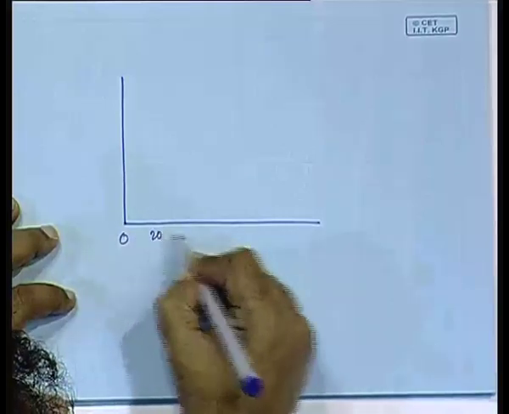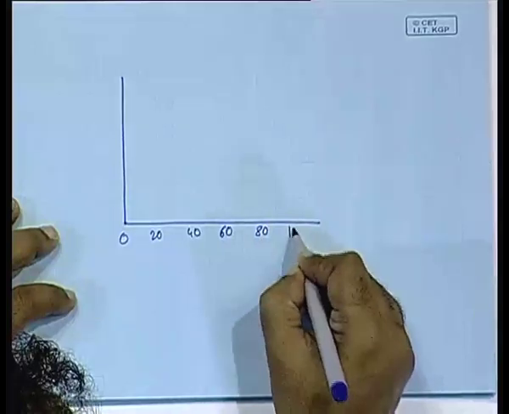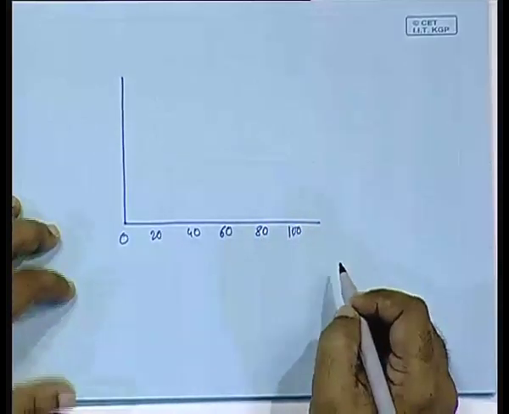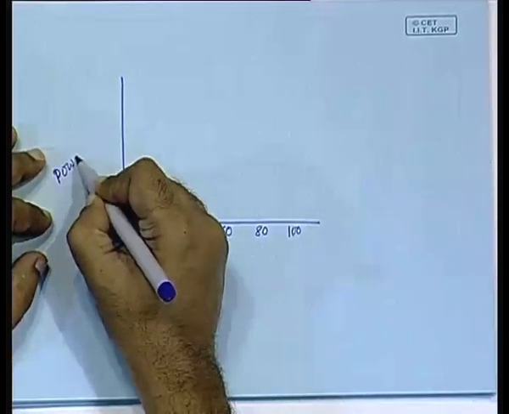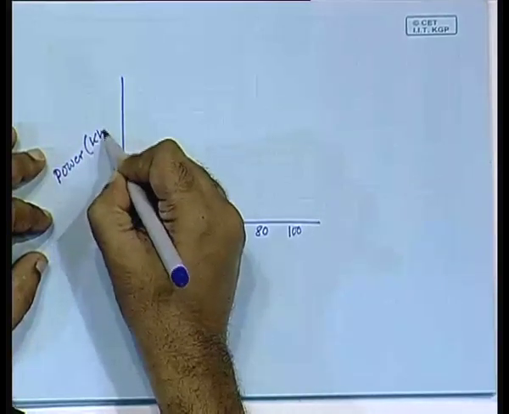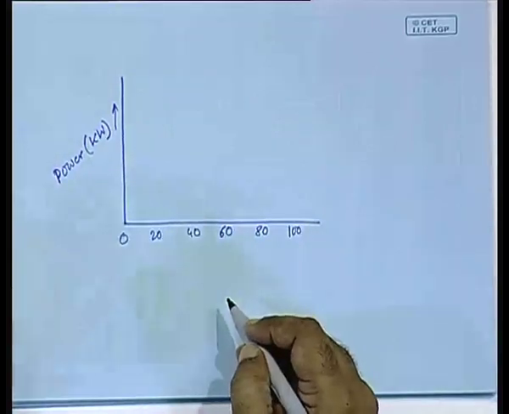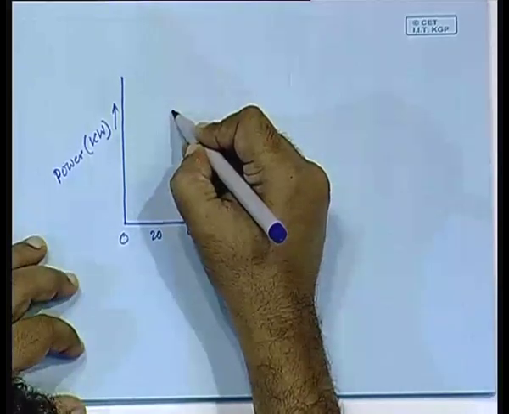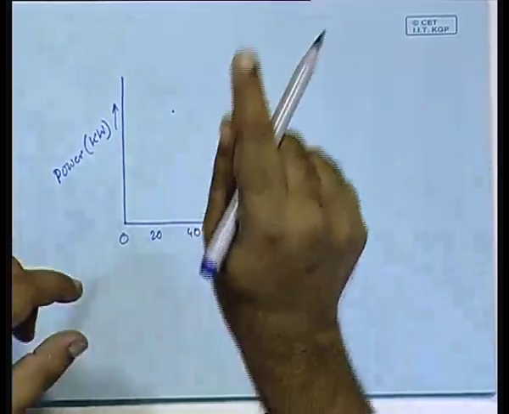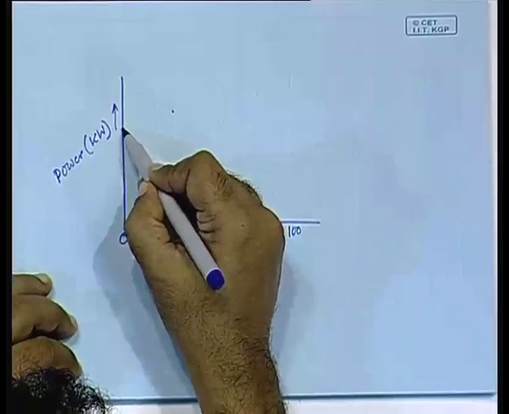Zero, 20, 40, 60, 80 and 100. I have to draw up to this point, okay, and here is the power in kilowatt. Supposing here I place the flow rate at a value that corresponds to this point. So, you will get a curve something like this.